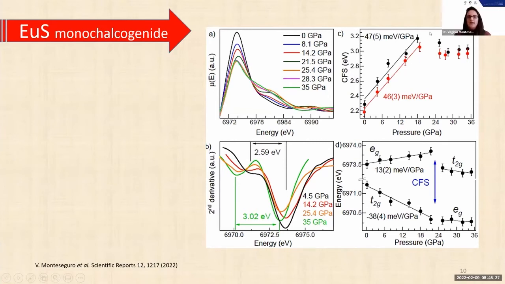Yes, here in europium sulfide and the other europium chalcogenides, we have two electronic transitions. The first one around 14 gigapascal and the second one around 21 gigapascal. And the 21 gigapascal is the complete metallization. And both are because of the crystal field splitting rise. Okay, thank you. Welcome. Other questions?